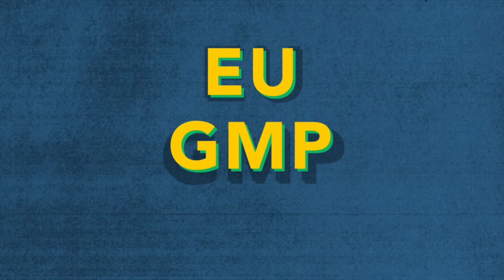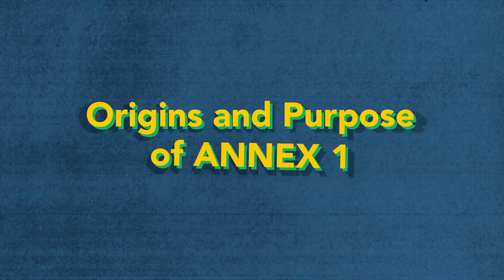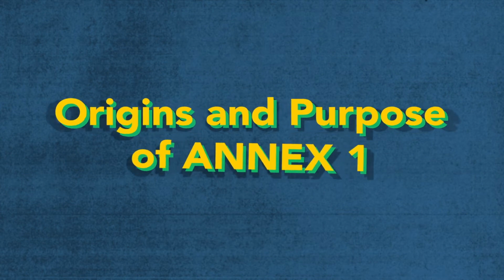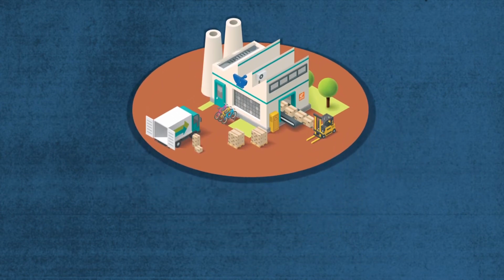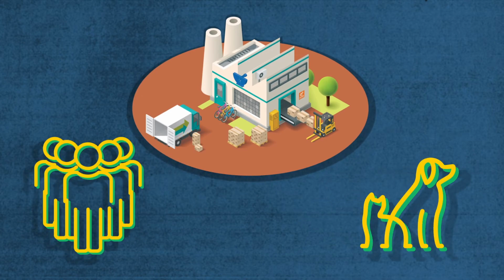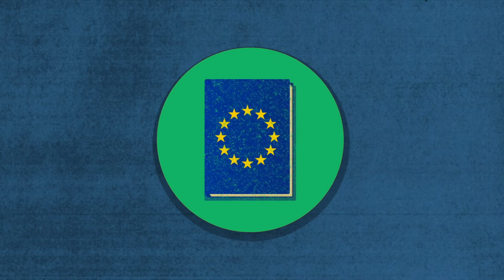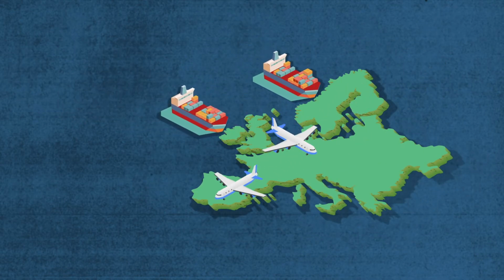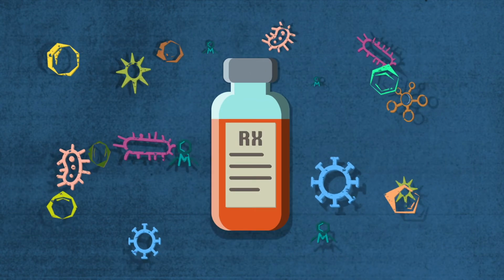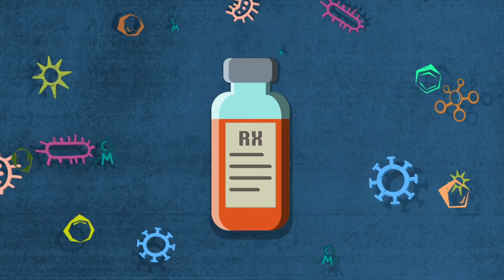Now that you have an understanding of EU GMP, let's take a look at Annex 1. Annex 1 covers the manufacturing of sterile medicinal products for human and veterinary use. It's one of 19 annexes from the EudraLex Volume 4 GMP guideline that governs both the manufacture and import of medicinal products in the EU. Its primary goal is to prevent the microbial, particulate, and pyrogen contamination in these products.